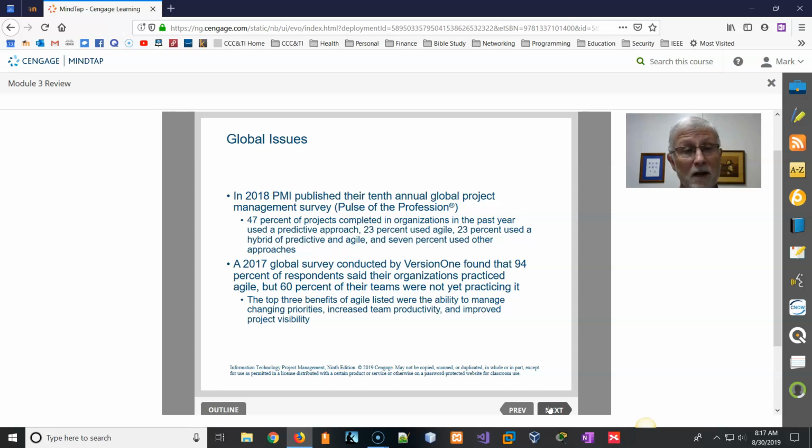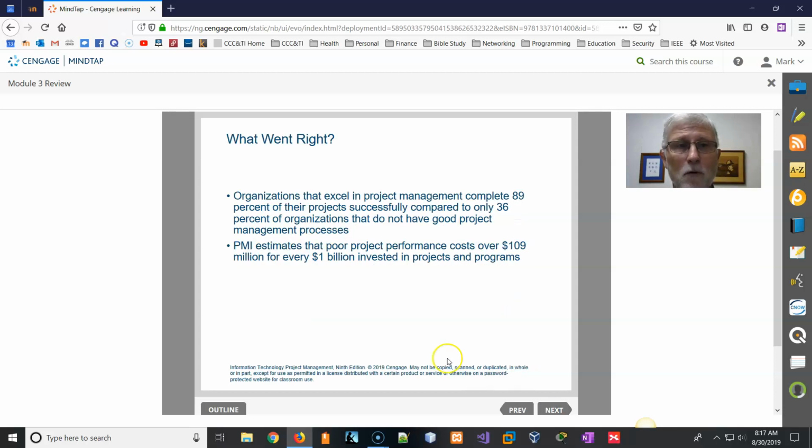Now, in 2017, a survey found that 94% of the people practice Agile development, but 60% of the teams are not yet practicing it. So even though the company thought they were, the teams themselves didn't think they were practicing it. So setting up the processes, making sure the expectations are known, and making sure that people know the methods and processes they're supposed to be following is very important.